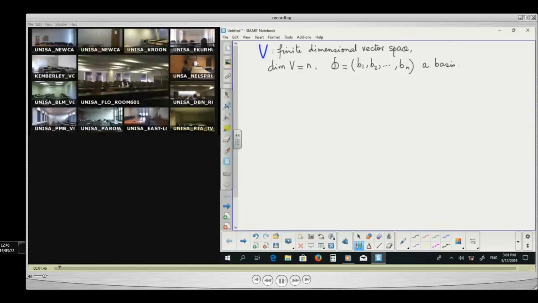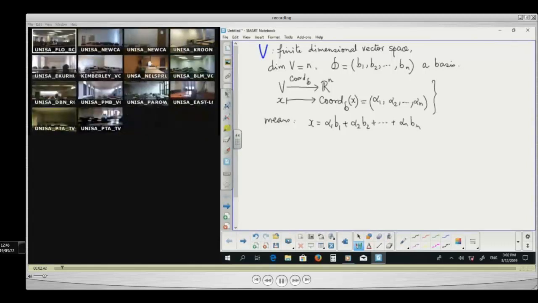We have seen that there is a map which we write as coordinates with respect to the basis B. So if I take an X, it takes to, say if this is, so this means that X is nothing else but alpha 1 B1, alpha 2 B2, and so on, and so alpha 1, alpha 2, alpha n give us the unique representation of X in terms of the basis B.